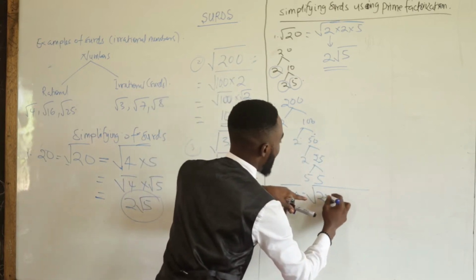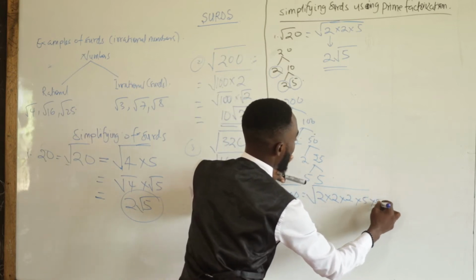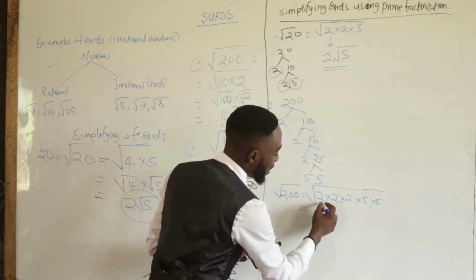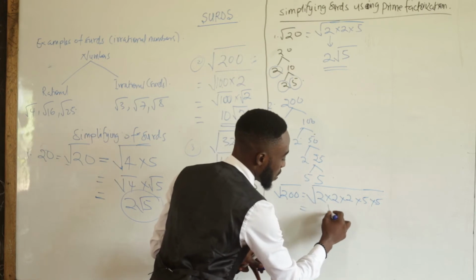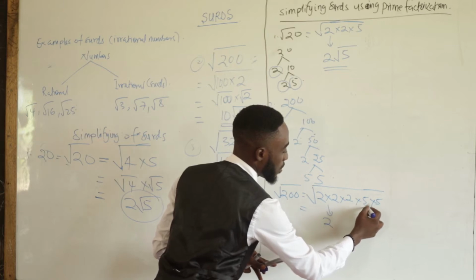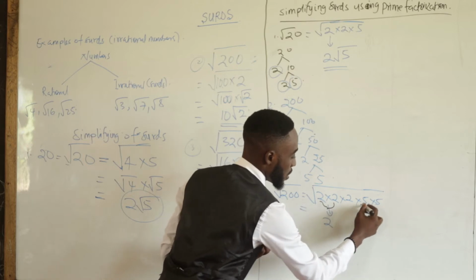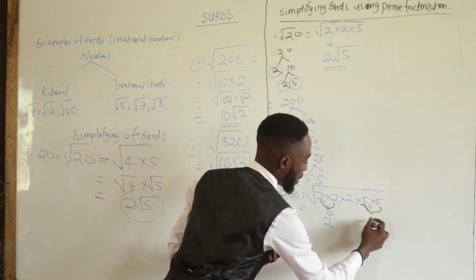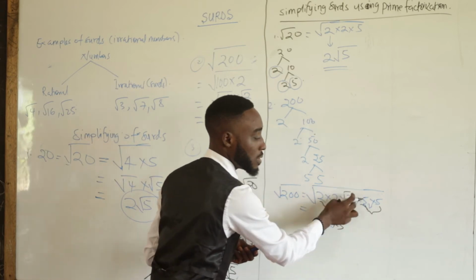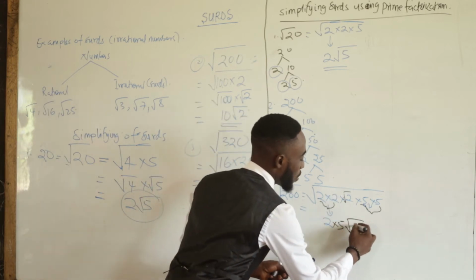2 times 2 times 2 times 5 times 5. How many twin numbers do we have here? So 2, 2, that's actually 4, so it becomes 2. We have another twin number here as well, which is 5. Then the only one the root will be affecting is going to be this guy here. So that would be 2 times 5, root 2.